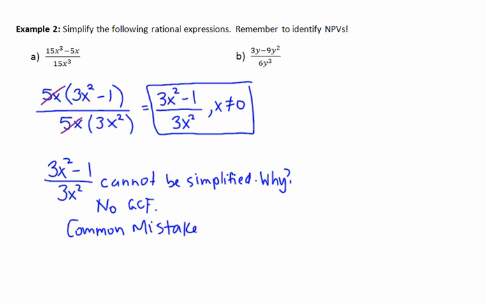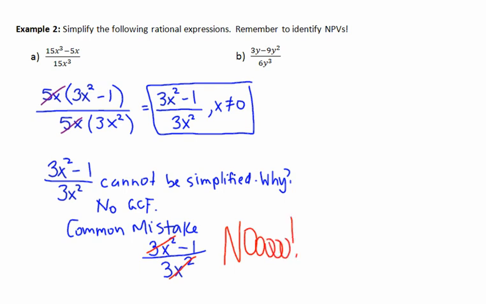Yes, crossing out the 3x squared. So the common mistake is they'll go like this. Maybe I'll do that in red. They'll cross out the 3x squared and they'll say, oh, it equals -1. Can we do that? No. Okay, here's how I explained it years ago.